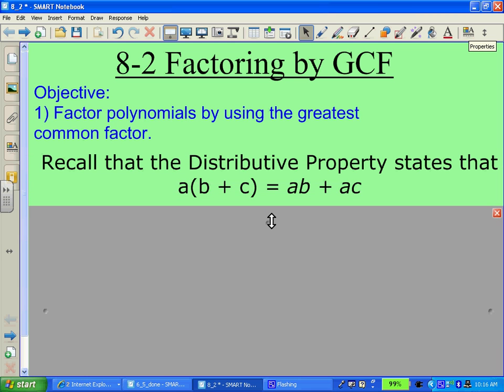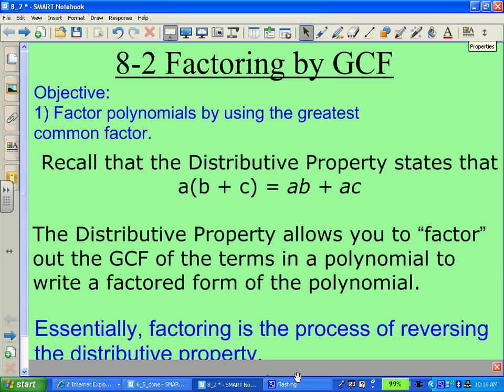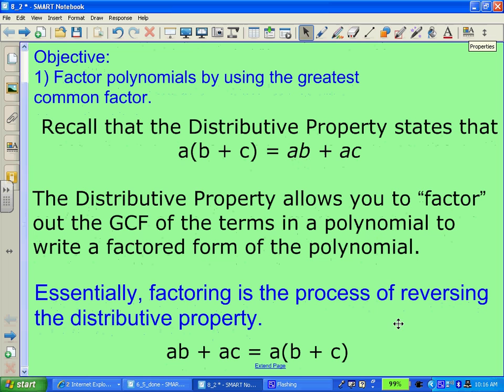Now, remember the distributive property, which we learned a while ago, says that if we have a number times either a sum or a difference in parentheses, like a times b plus c, we can distribute that a, and that would be the same thing as a times b plus a times c. What we're doing with factoring is kind of going backwards from the distributive property. So we're starting out with ab plus ac and getting it back to a times b plus c in parentheses. Factoring is kind of the reversing of the distributive property.